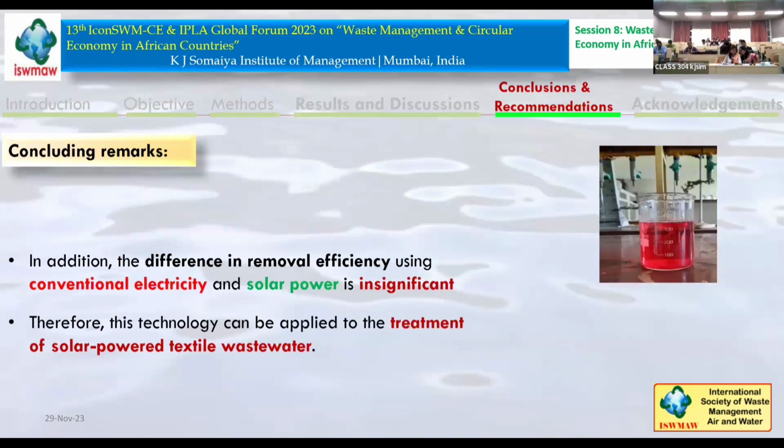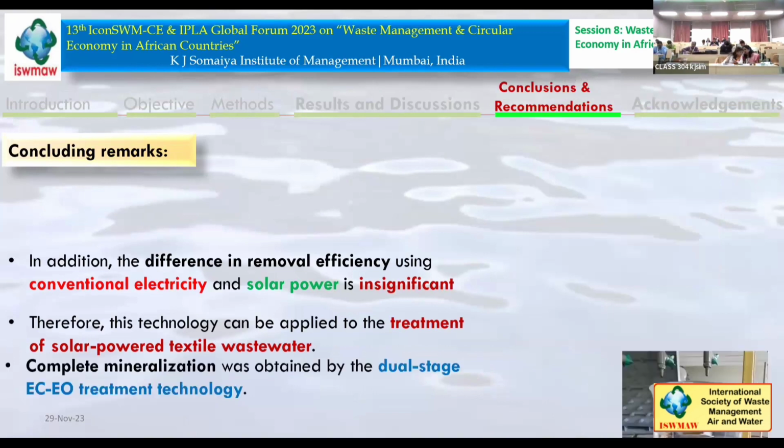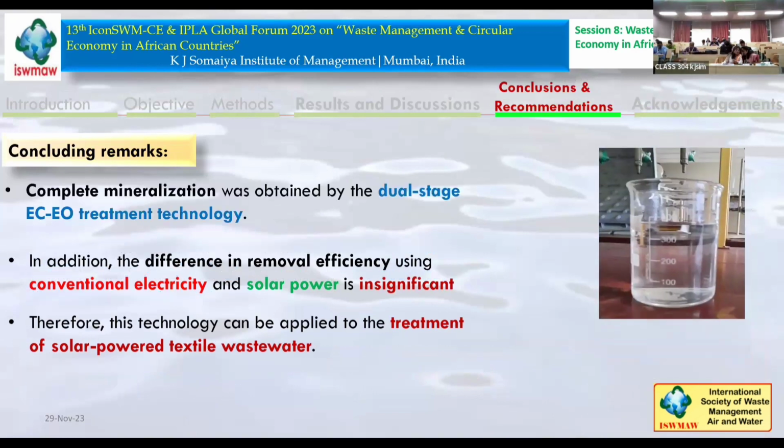So as a concluding remark, the difference in removal efficiency using conventional electricity and solar energy is insignificant. Therefore, this technology can be implemented to treat textile wastewater using solar energy.